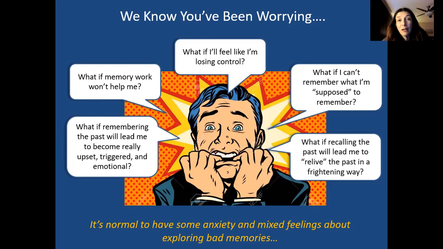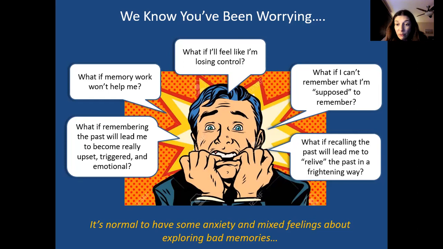Okay, what if I feel like I'm losing control? Or what if I can't remember what I'm supposed to remember? Sometimes you have a very vague memory of something, or someone told you something happened, or you just feel like something happened, but you don't have an explicit memory. And you think, well, what if I can't remember it explicitly? Am I ever going to get better? Okay, well, that's why we work with the implicit, because that's the more useful part to work with. So don't worry about that.